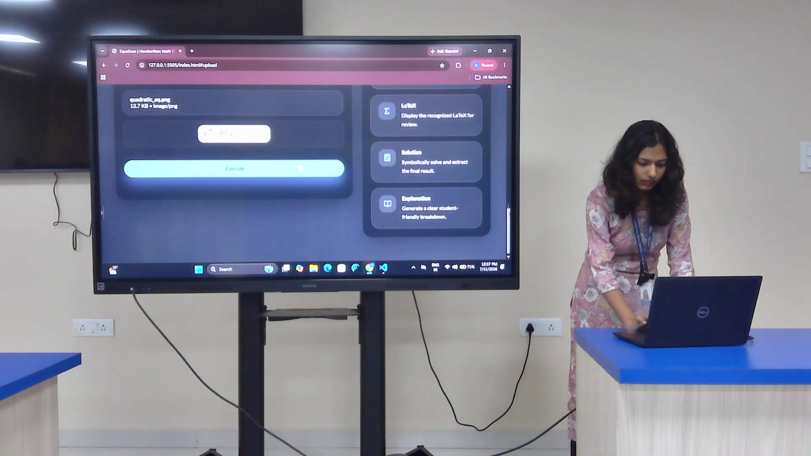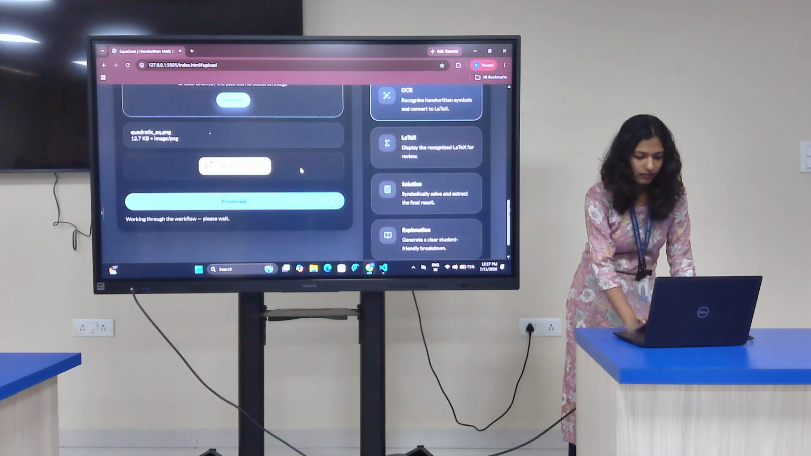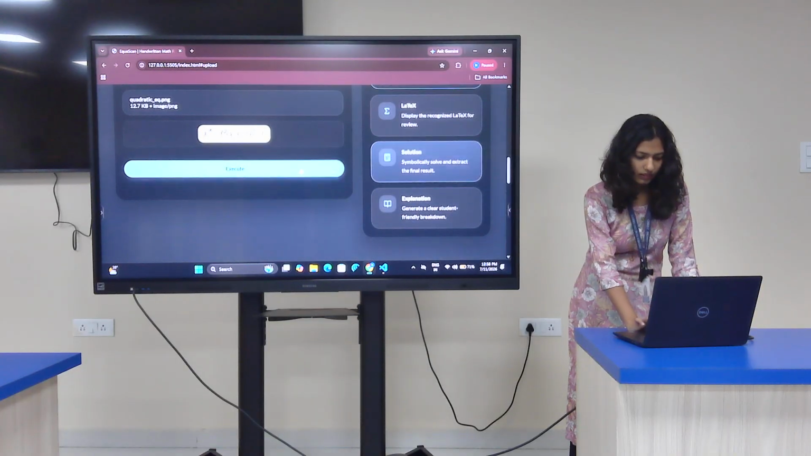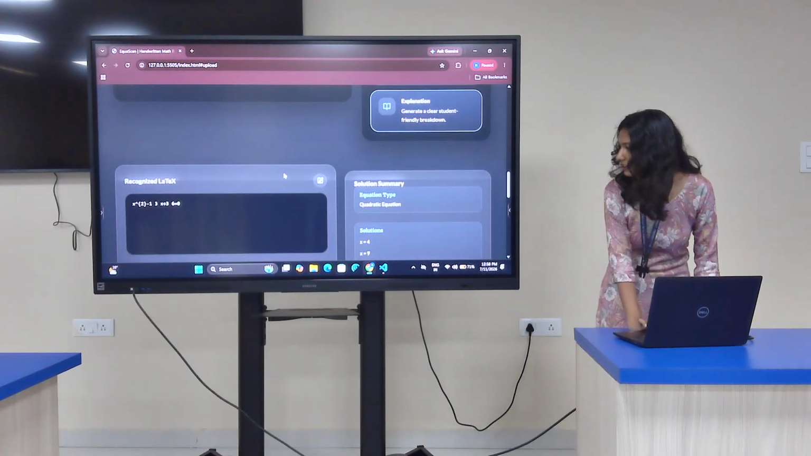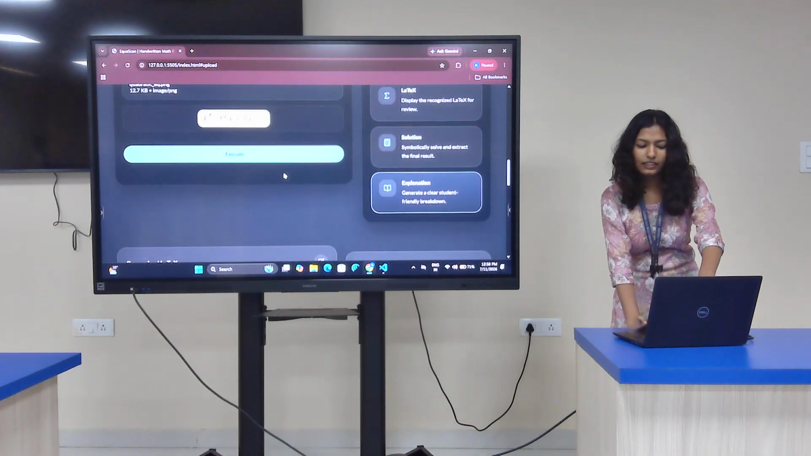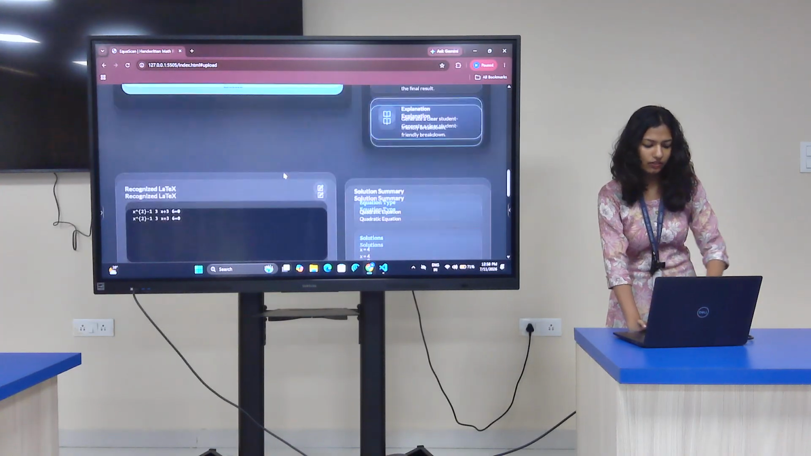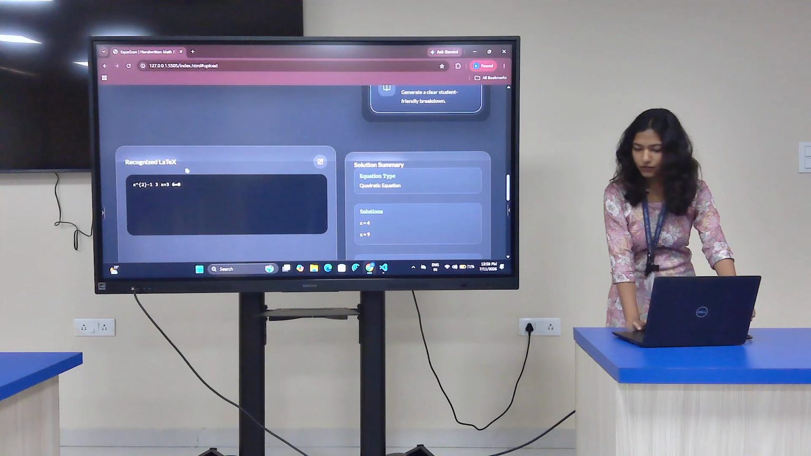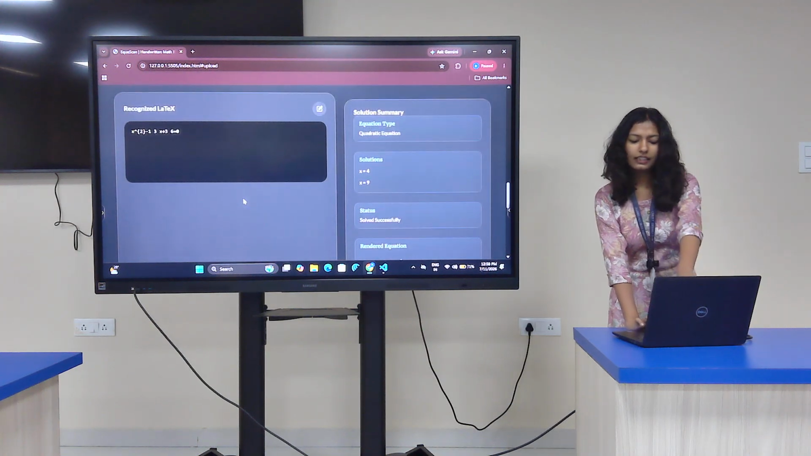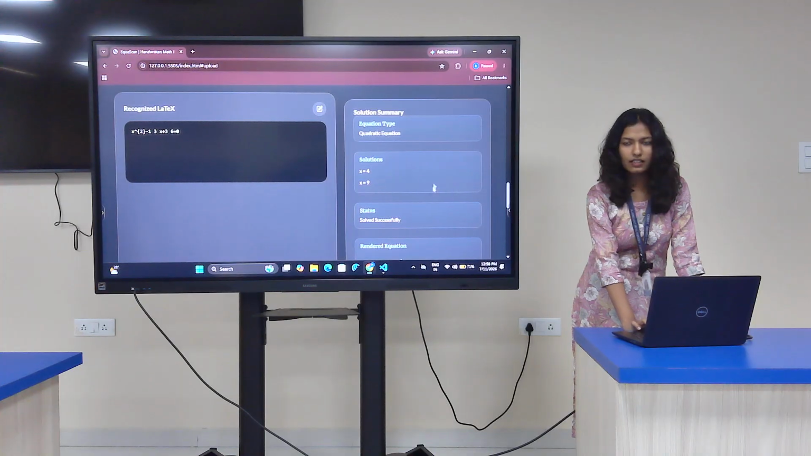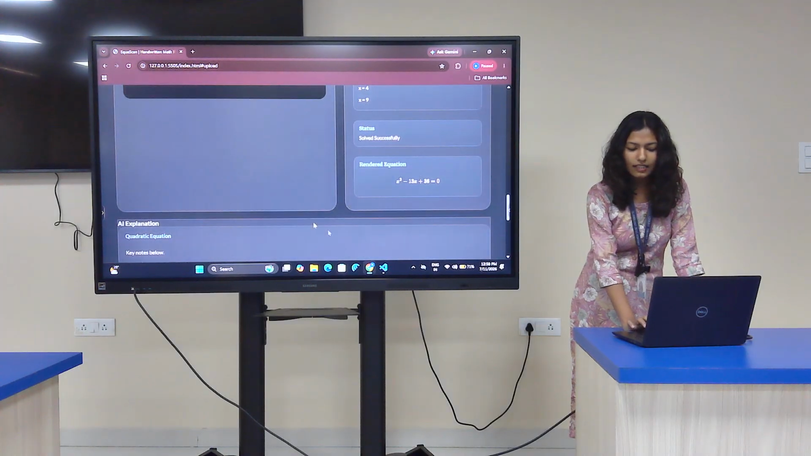So here, this is the executed form. Our equation was x squared minus 13x plus 36 equal to 0. And this is the recognized LaTeX format. And we can see that the equation type is a quadratic equation, and then it has provided us with the solution. And this is the rendered equation.